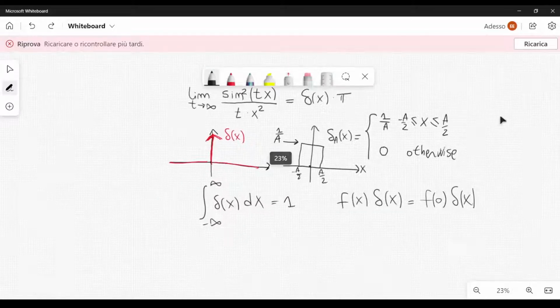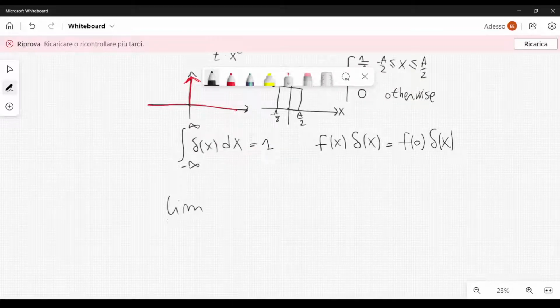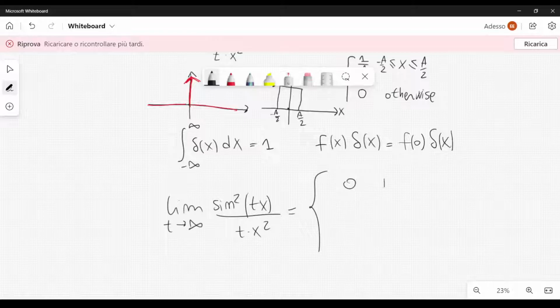So let's first show that the limit as t goes to infinity of sine squared of tx divided by t times x squared, well, this is 0 if x is not 0, and this is quite easy to show because in this case this denominator will become larger and larger, whereas the sine is an oscillating function which oscillates between -1 and 1, and the sine squared will oscillate between 0 and 1 actually, because it is squared, and therefore you can easily check that it will be 0 indeed if x is not equal to 0.